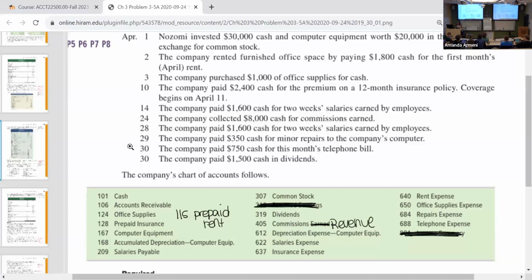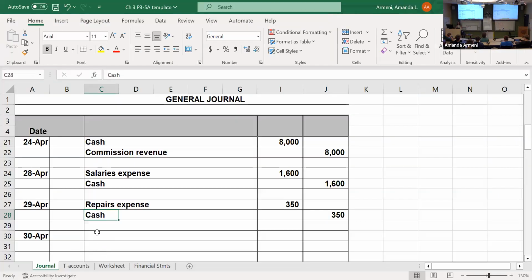Okay, the first transaction that happened on the 30th, the company paid $750 cash for this month's telephone bill. So the month of April has already gone by. We've been using our telephones the whole time, and now we got a bill that we're going to pay on April 30th. Someone raise their hand and tell me, what am I doing in my journal for that transaction?